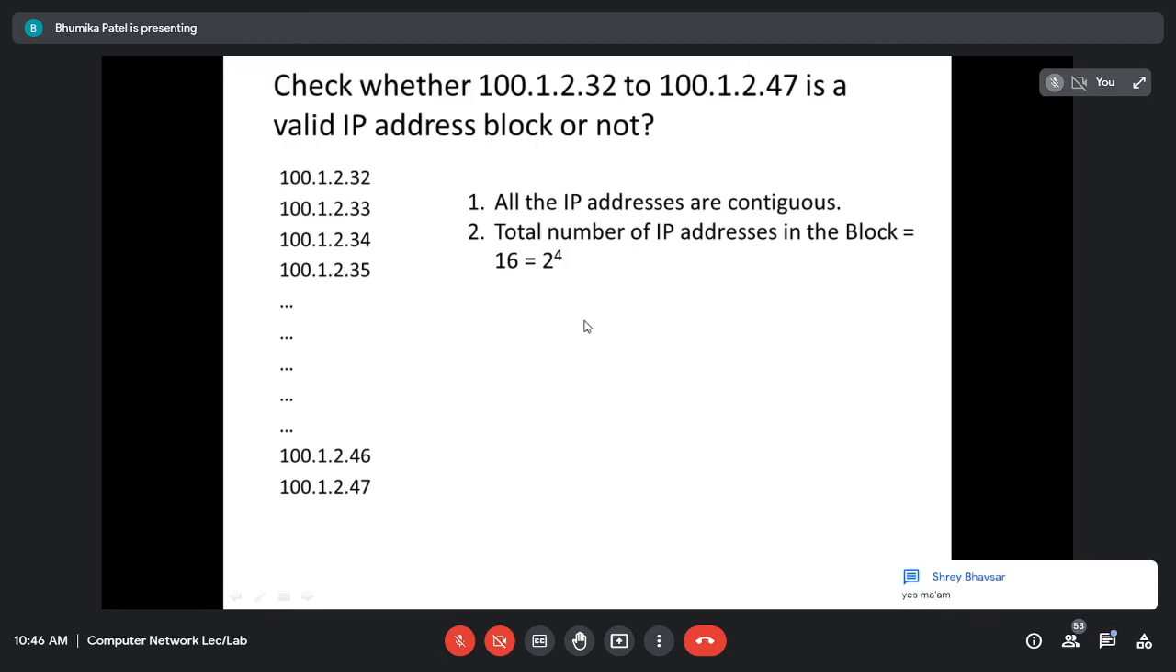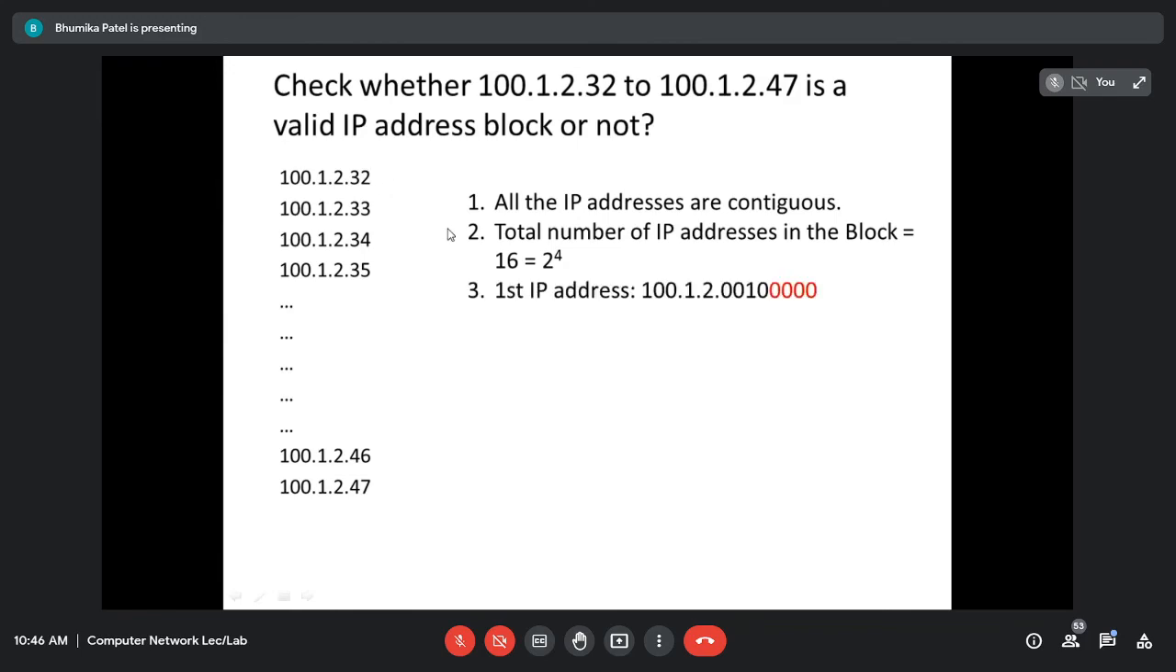Now the third rule: the first IP address must be evenly divisible by the size of the block. Size of the block is 2 raised to 4. That means last 4 bits compulsory 0 હોવા જોઈએ, કોના? First IP address ના. So if you see 100.1.2.32, 32 ને તમે binary માં convert કરો, it will be 00100000. Last 4 bits must be 0. Why 4? Because it is the size of the block. That is, last 4 must be 0.